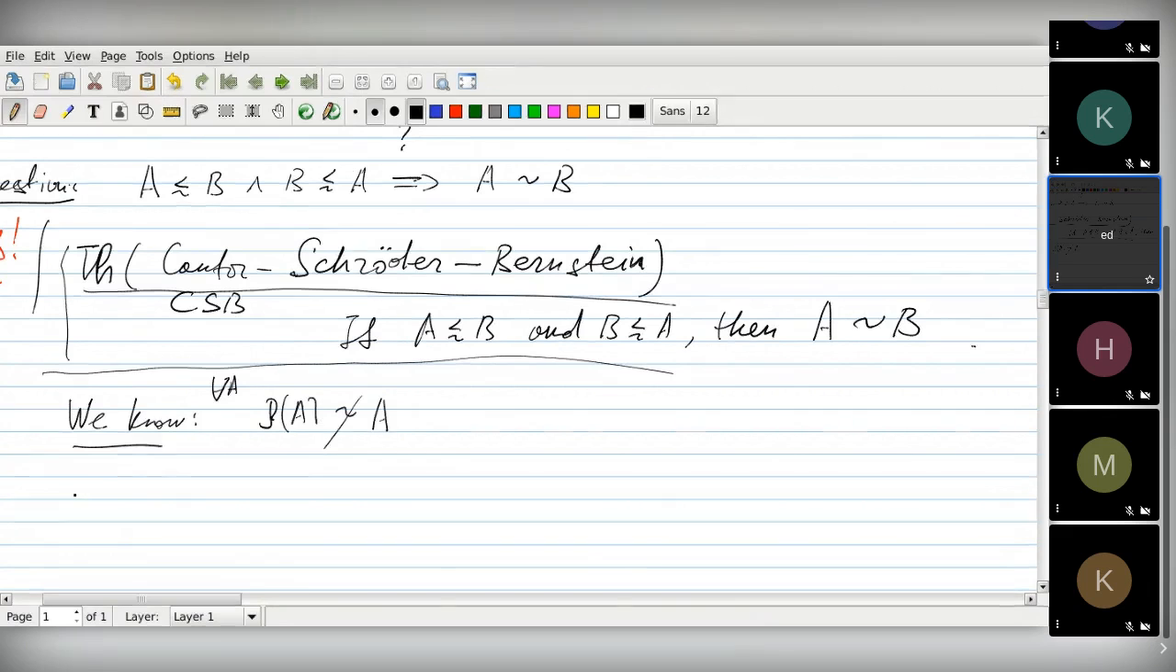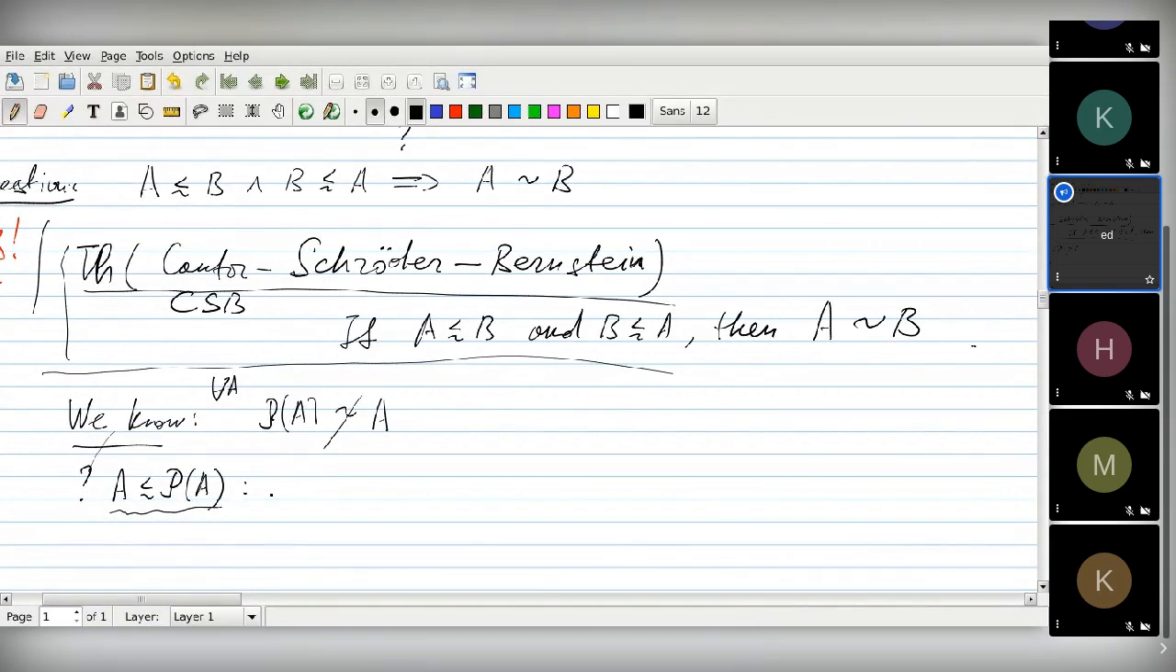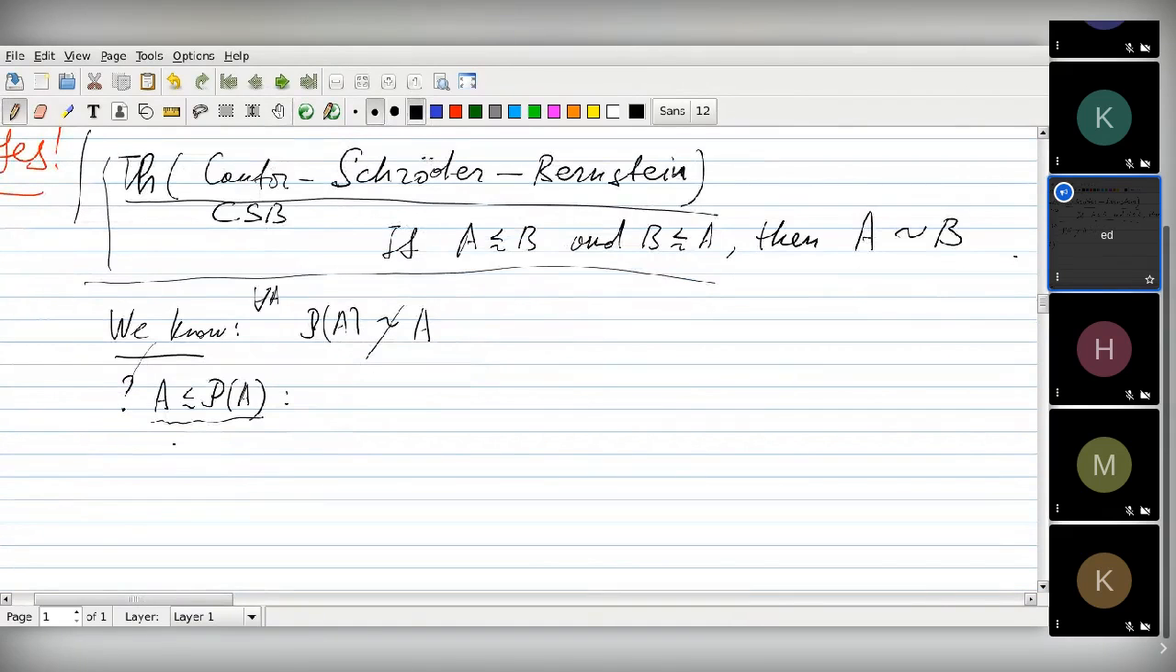By the way, is it always the case that A is embeddable into the set of its subsets? So is A less or equal than the set of its subsets? Yes. So please, how is it possible to embed some set to the set of all its subsets? You have to map every element of A to a subset and do it injectively, so that distinct elements will be mapped into distinct subsets. How is it possible to do so? f of x is the singleton of x. Surely, that's it. Of course, it is an injection.